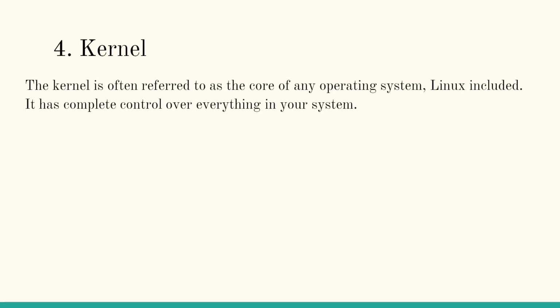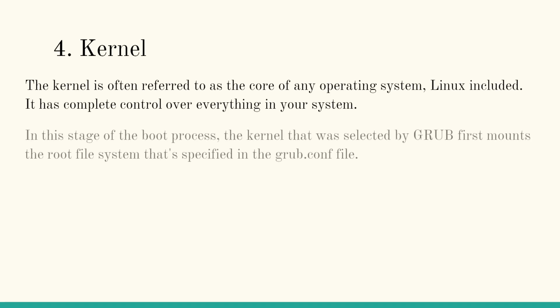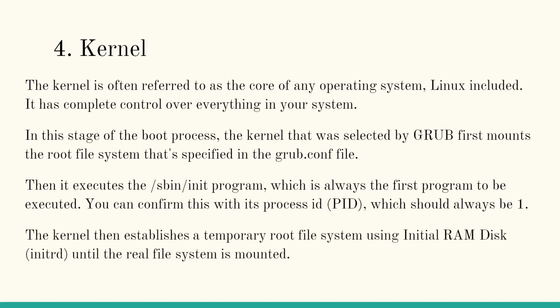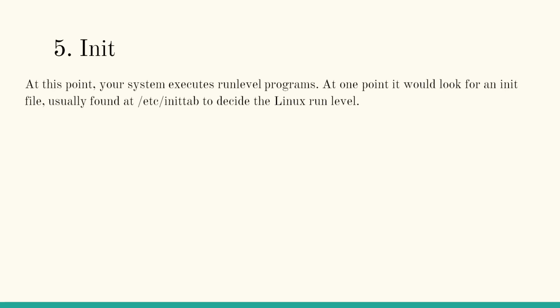Now the kernel. The kernel is often referred to as the core of any operating system, Linux included. It has complete control over everything in your system. In this stage of the boot process, the kernel that was selected by GRUB first mounts the root file system that's specified in the grub.conf file. Then it executes the /sbin/init program, which is always the first program to be executed. You can confirm this with the process ID, which should always be 1. Check it out, you will see that init is 1. The kernel then establishes a temporary root file system using the initial RAM disk, initrd, until the real file system is mounted.